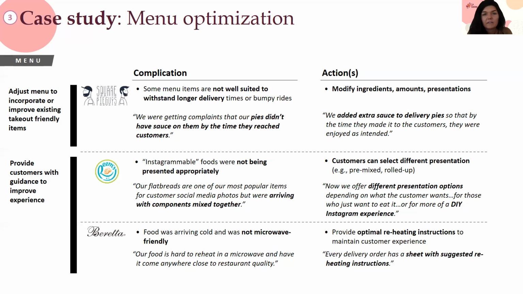On providing guidance to customers, we found Reams, which provides Instagrammable food, wasn't being presented properly. And so they allowed customers to select different presentations so they felt more control over the presentation process. Beretta, on the other hand, found that their food was being served cold and wasn't very microwave friendly. And so they provided optimal reheating instructions to help maintain that customer experience and price premium that people expect with their product.